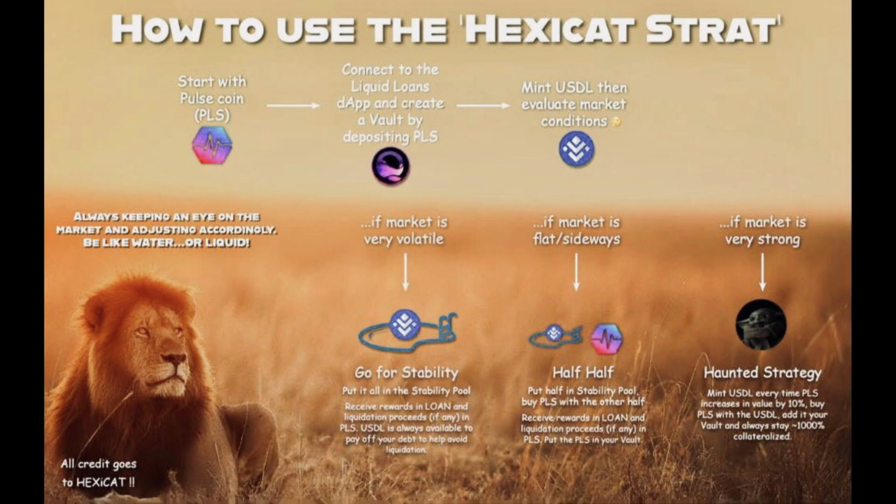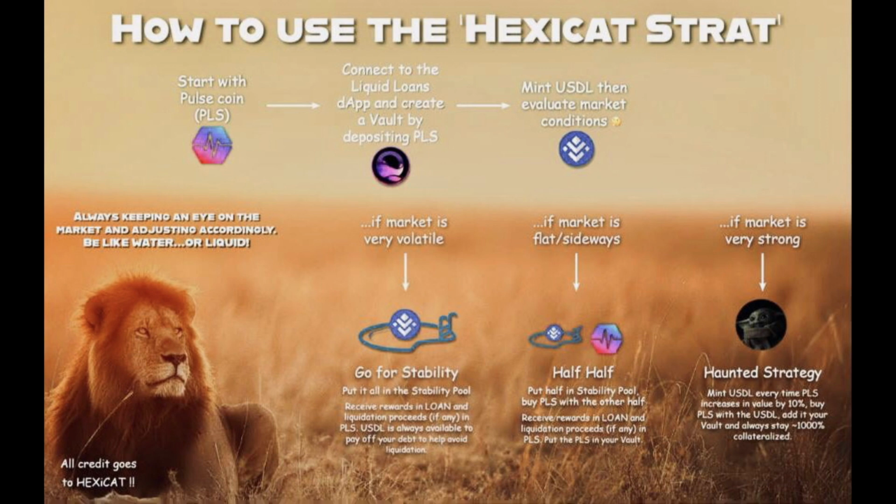So, why was I growling like a crazy wild animal? Well, that's because I'm here to talk about the Hexicat strategy. It's a strategy that allows you to make tons and tons of money over and over again in a repeating loop using the Liquid Loans protocol. Liquid Loans is an amazing protocol that allows you to take value out of your PulseChain without having to sell the PulseChain. Now, what exactly do I mean by this? Well, let's look at the strategy and I can explain it further.